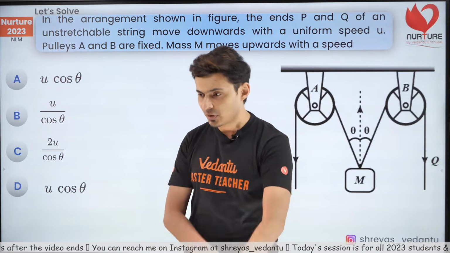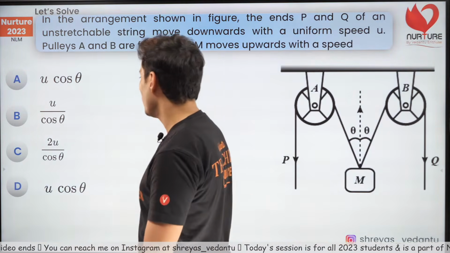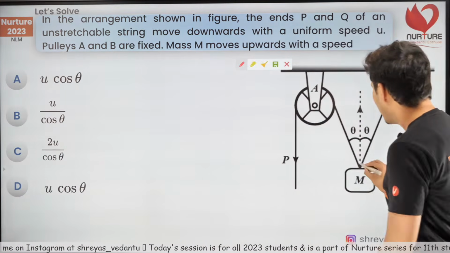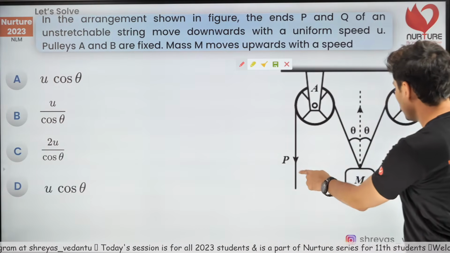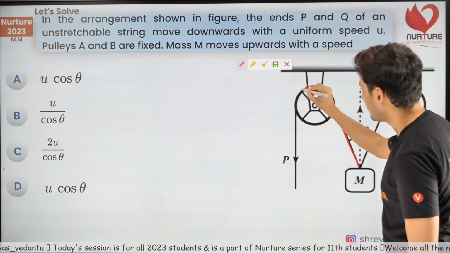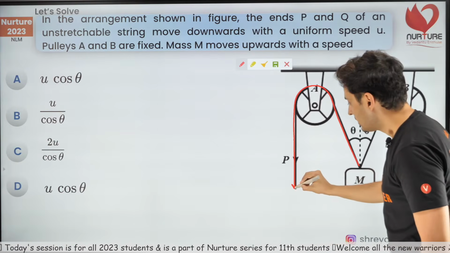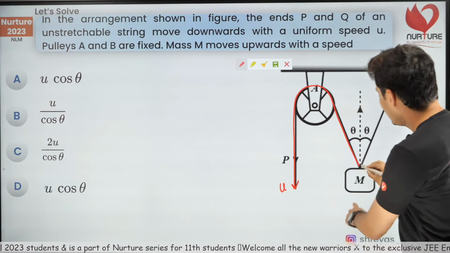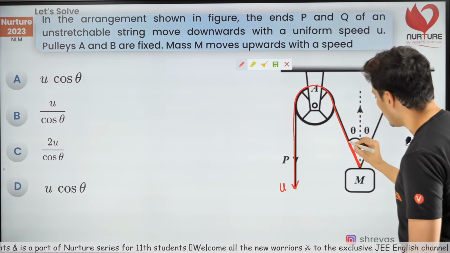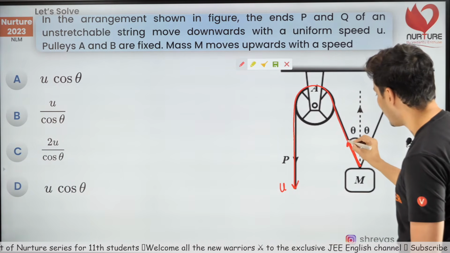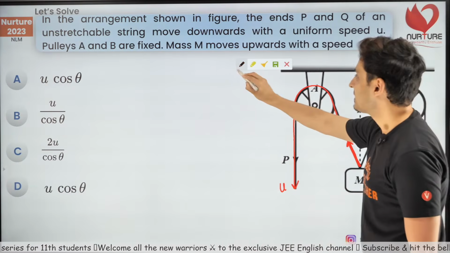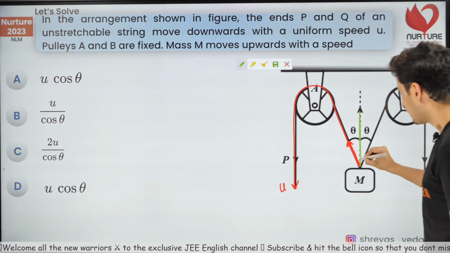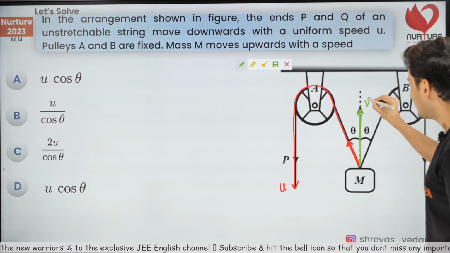Okay, so people are saying B and C. I'll tell you what, observe this. Look at any one string. There are 2 strings here. Look at any one string, for example, this one. This string is being pulled down with U. So this end should also have the same velocity along this direction. Now let's just assume that this M is going up with velocity V.